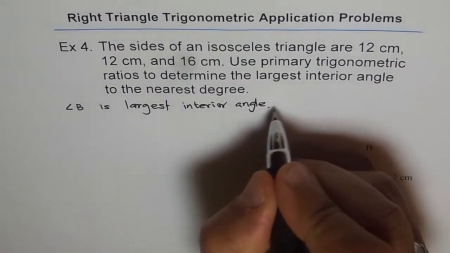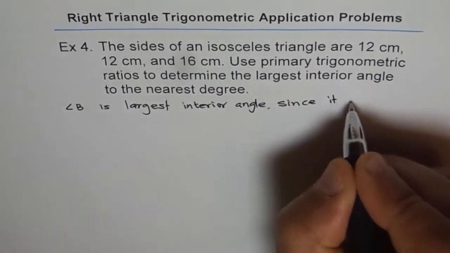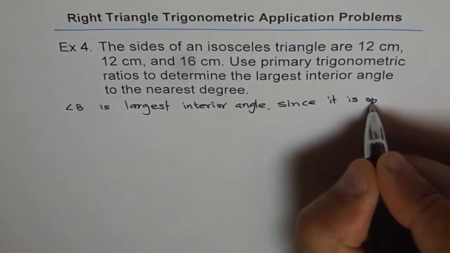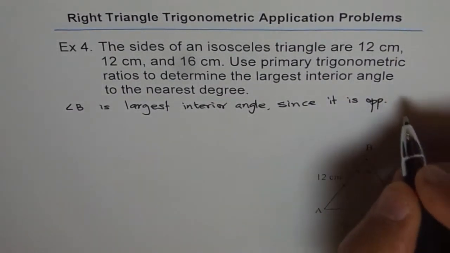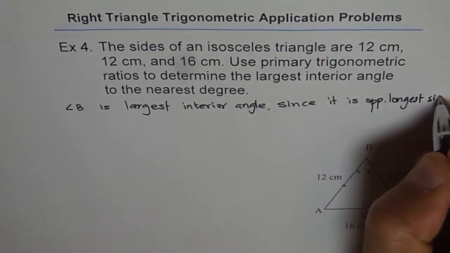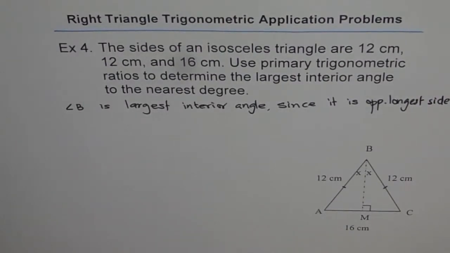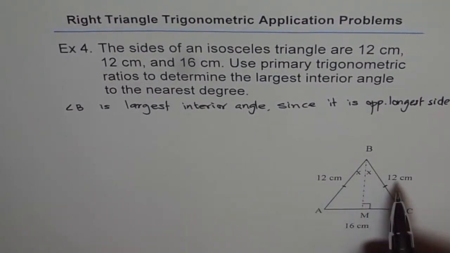Why? Since it is opposite the longest side. Correct? Always that is true. The angle which is opposite the longest side will be largest. Okay, now that's the first part. Now the question becomes how to find that angle.